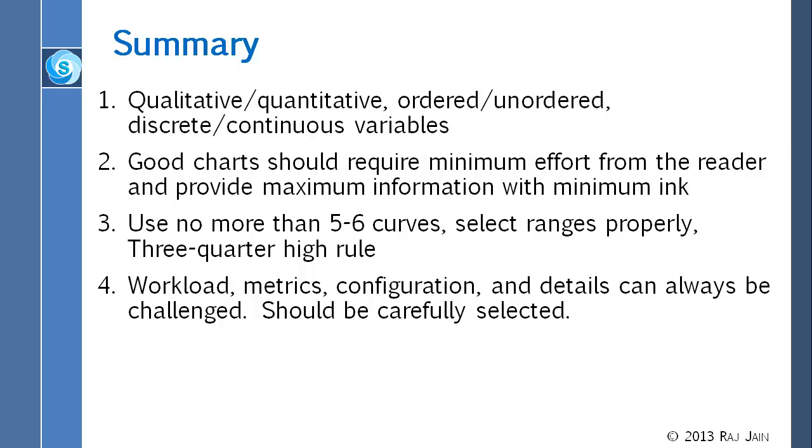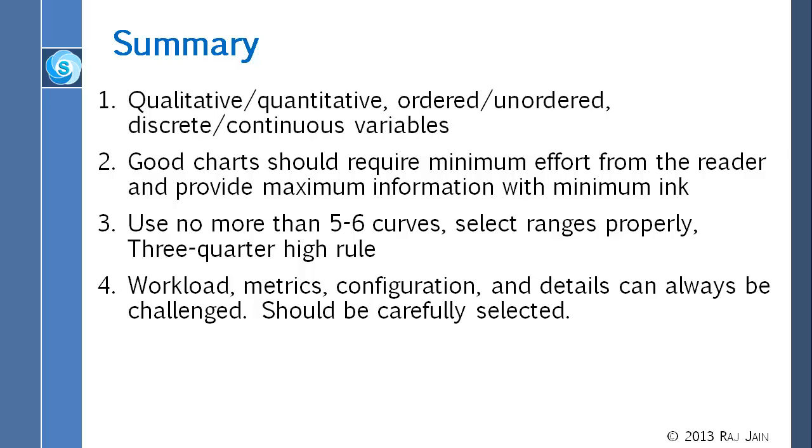That brings us to the summary. 4 key points. First, we learned about 4 different types of variables: quantitative and qualitative, ordered and unordered, and discrete and continuous. And depending upon them, we either use a bar chart or a line chart. And then we learned that for making charts, there are 3 principles. First is that they require minimum effort from the reader. Second, we require maximum information. And third, we require minimum ink. Those are 3 key principles, right?